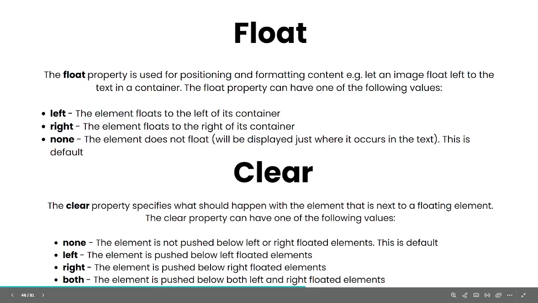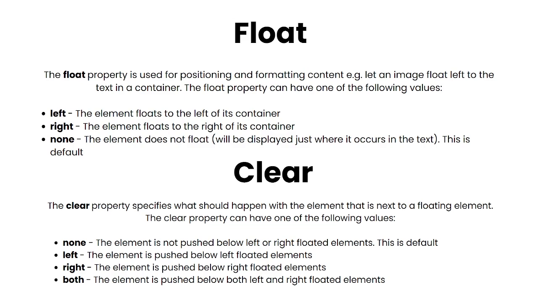Now we're going to talk about float and clear. The float property is used to position and format content, usually images. If you want to make an image go to the right, you can type in float, and then you'll put in the word right, and it'll automatically send that image to the right. The clear property specifies what should happen to the element that is next to the floating element. And you have left, right, and none for float. Then you have none, left, right, both for clear.